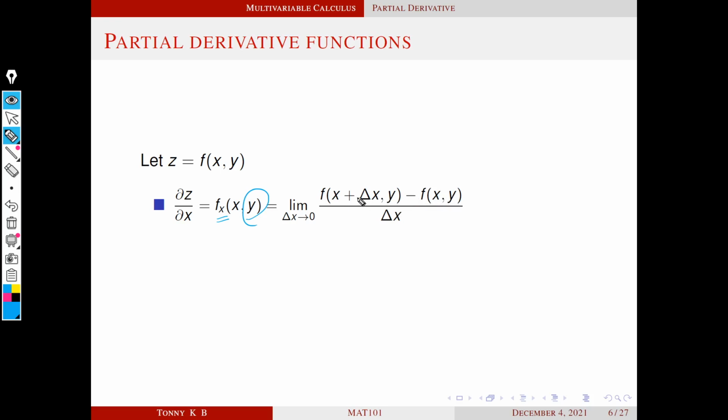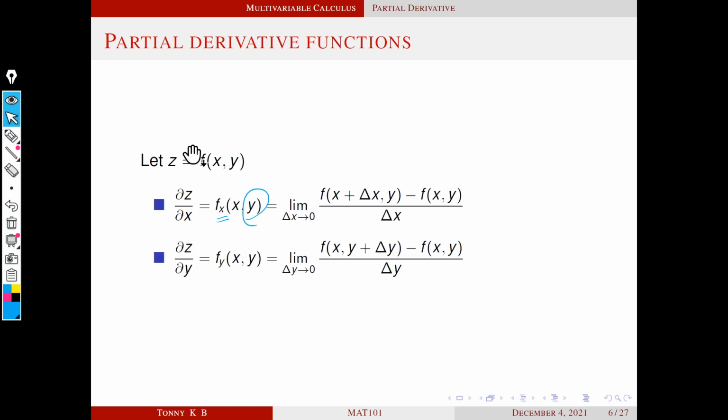That means the numerator is the change of function f with respect to x alone. That's the idea, divided by delta x. So this limiting value is our partial derivative with respect to x. Clear? Similarly, you can define the partial derivative of z with respect to y using this formula. Here, the numerator is the change in function f with respect to y alone, divided by delta y. So this gives the partial derivative in general.